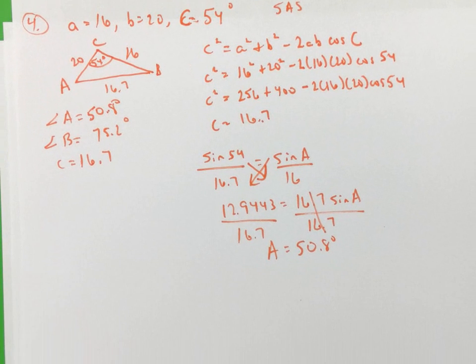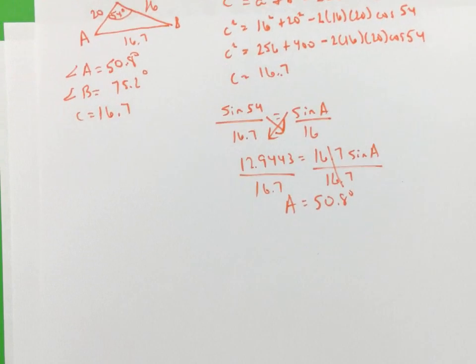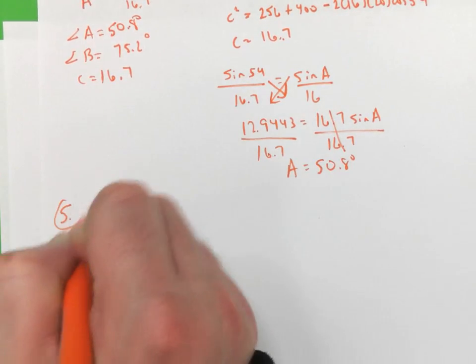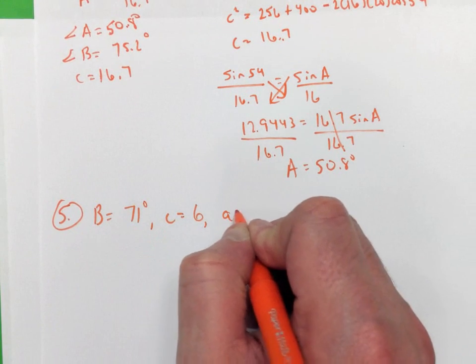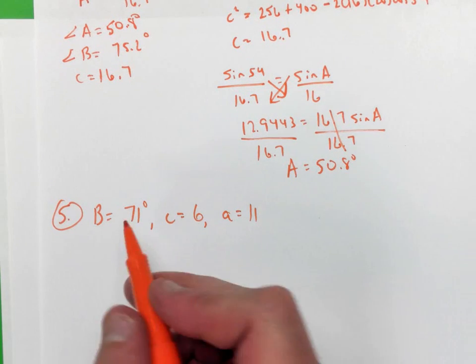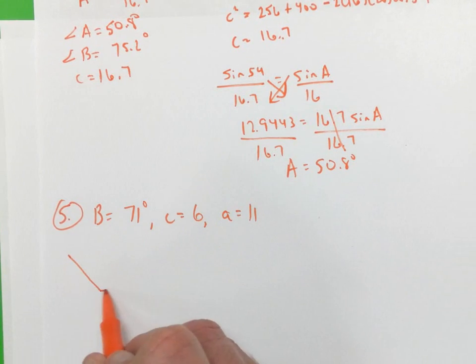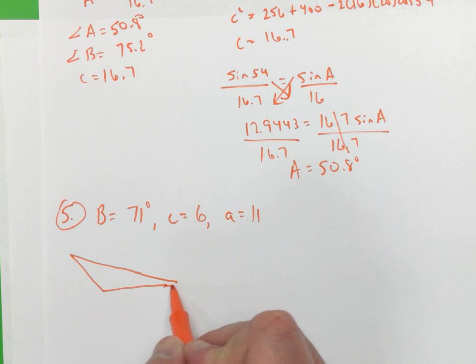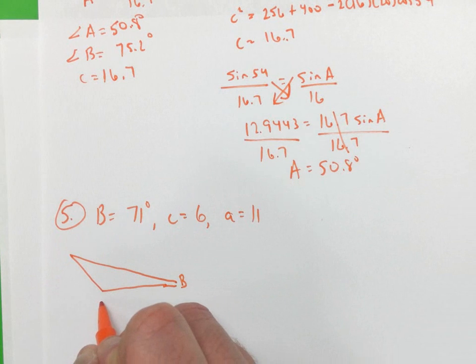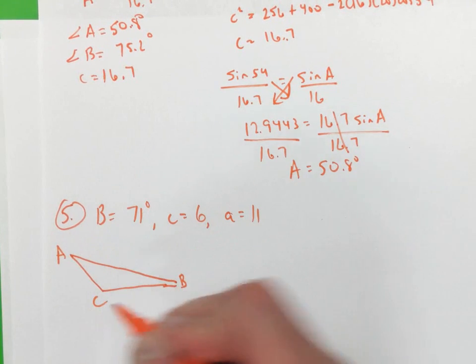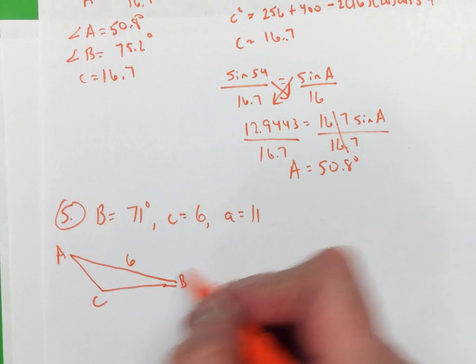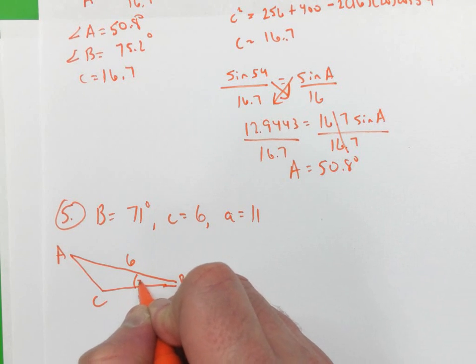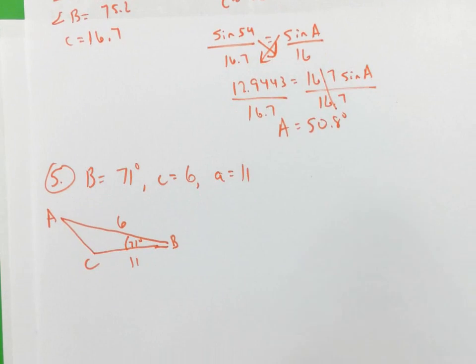Last one I'm going to do is number 5. We're given B is equal to 71 degrees, C is 6, A is 11. Okay, so let's draw a picture here. Once again, the picture will not be perfect. It's a rough sketch.